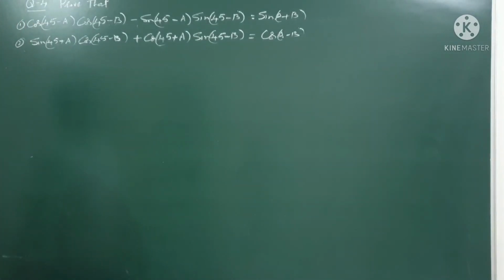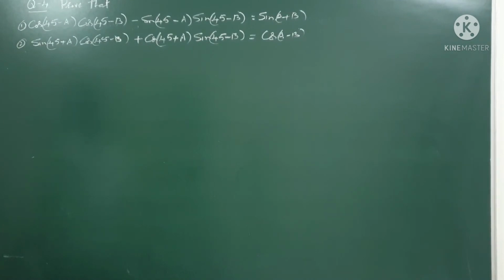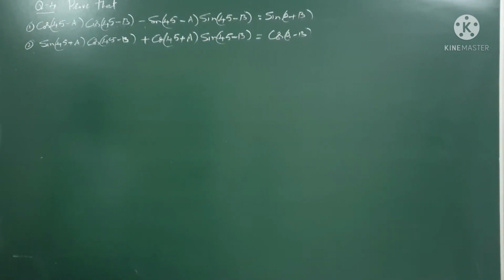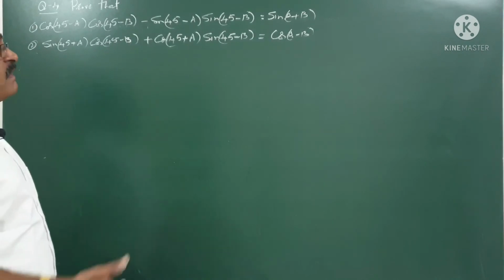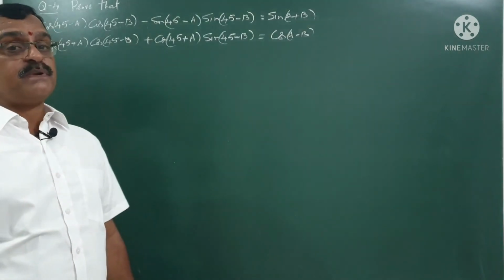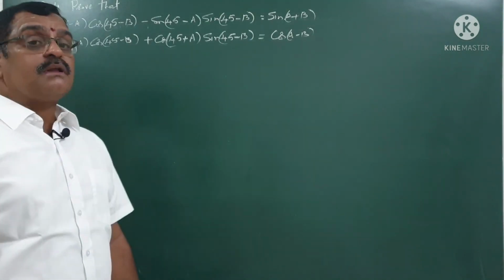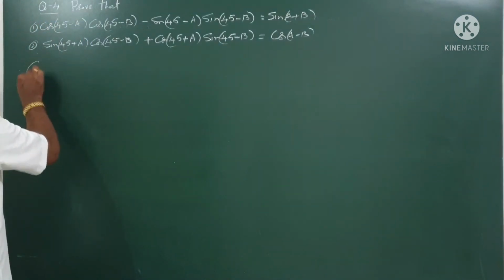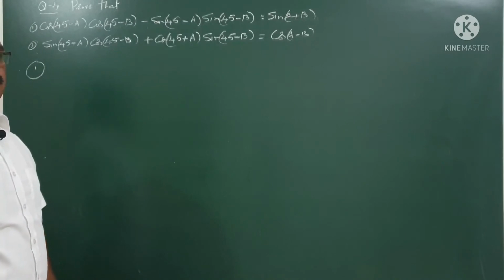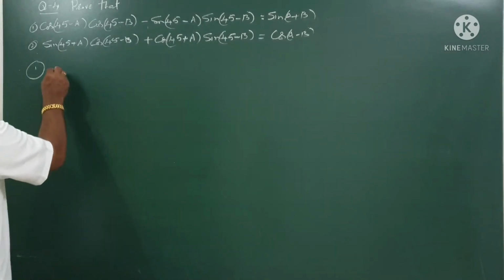One more question. Prove that cos(45 minus a) times cos(45 minus b) minus sin(45 minus a) times sin(45 minus b) is nothing but sin of a plus b, and it is true for all the values of a and b. Okay, first one. I will take the left hand side.